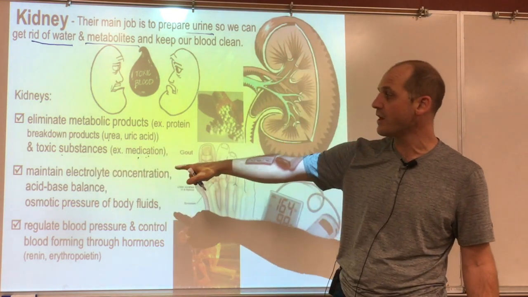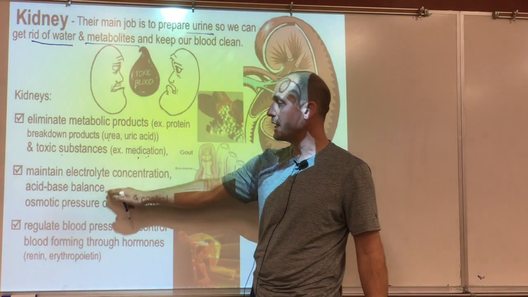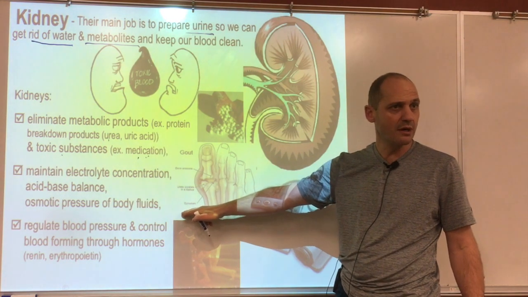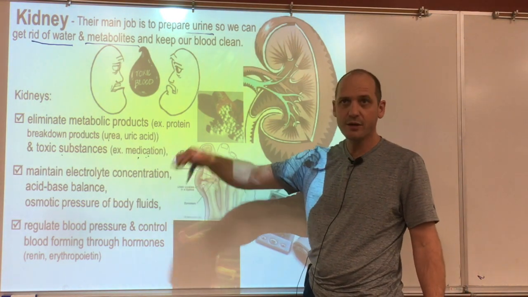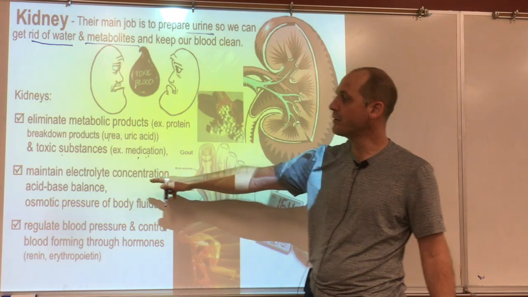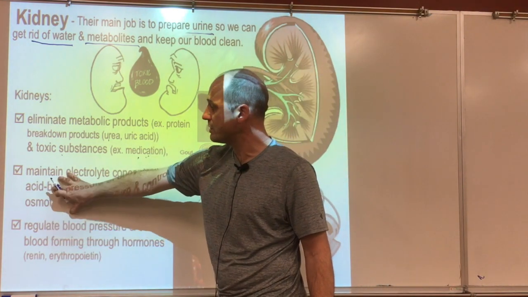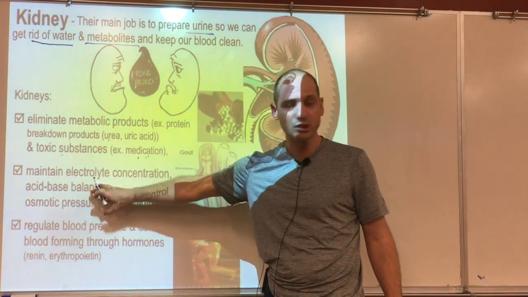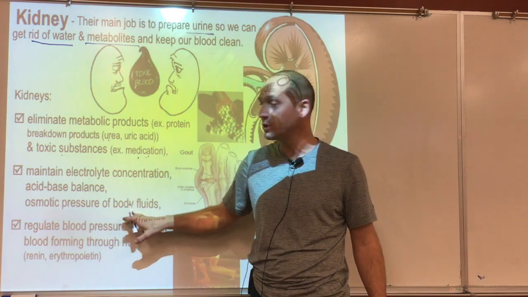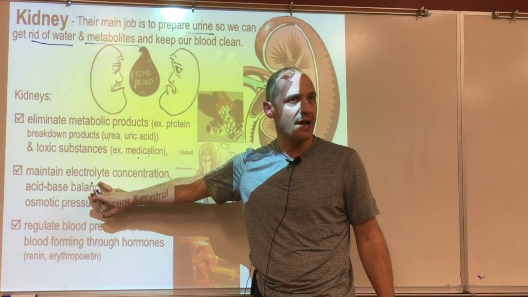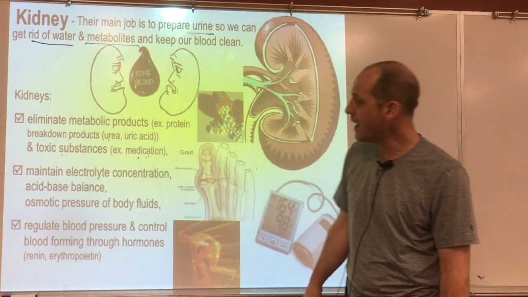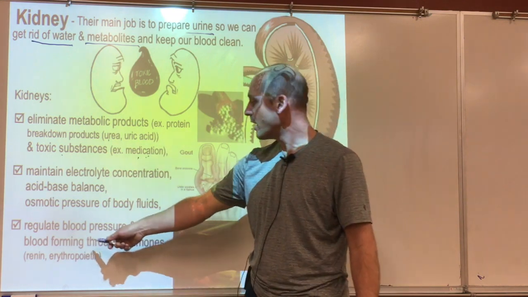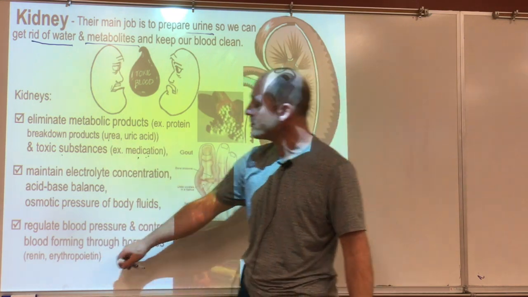The kidneys maintain the electrolyte balance, concentration. It maintains the acid-base balance, and it maintains osmotic pressure of body fluids by controlling the amount of liquid that's in the system and the amount of electrolytes we have as a concentration, that's what then controls the body fluid. Also, the kidneys do make things like bicarbonate ions, for example. And then it also regulates blood pressure and controls blood forming through hormones like the erythropoietin, for example.